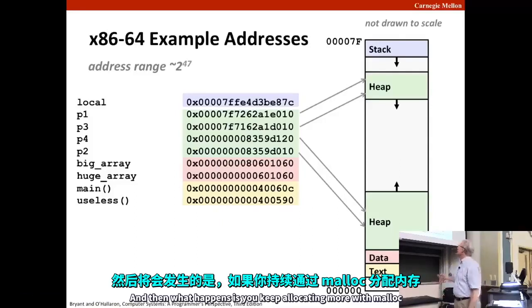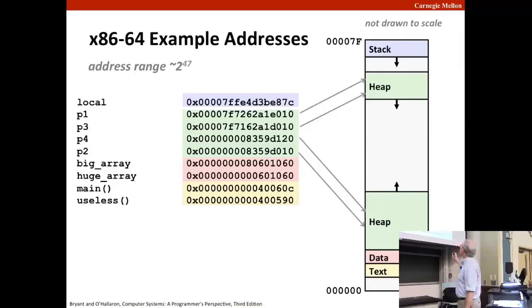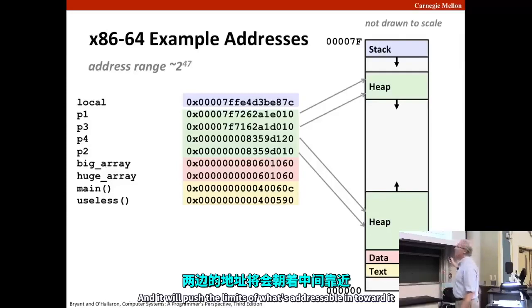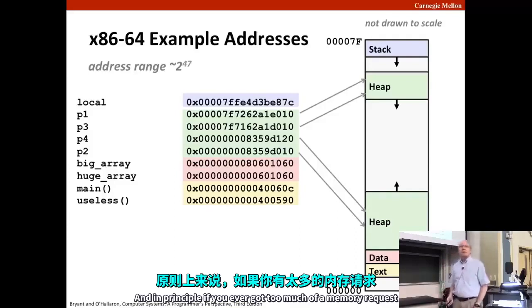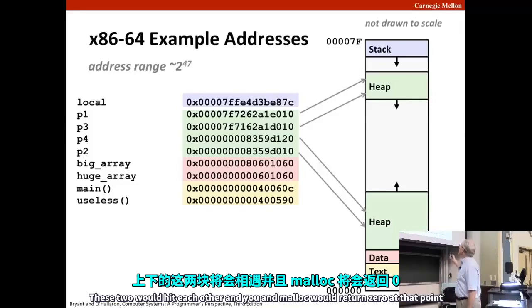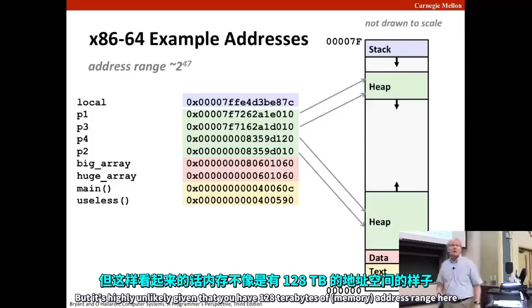And then what happens is you keep allocating more with malloc, and it will push the limits of what's addressable in toward it. And in principle, if you ever got too much of a memory request, these two would hit each other, and malloc would return 0 at that point. But it's highly unlikely, given that you have 128 terabytes of memory address range here.